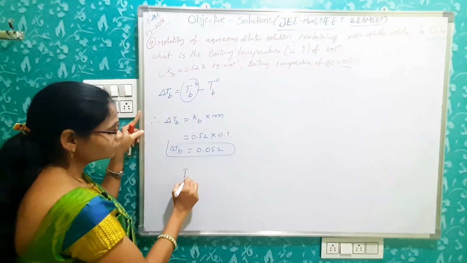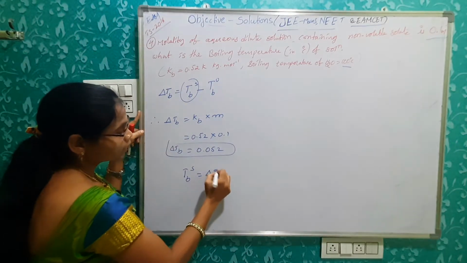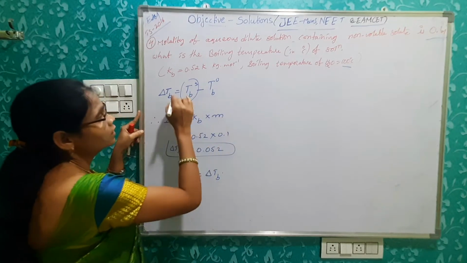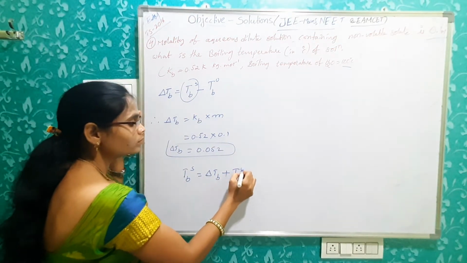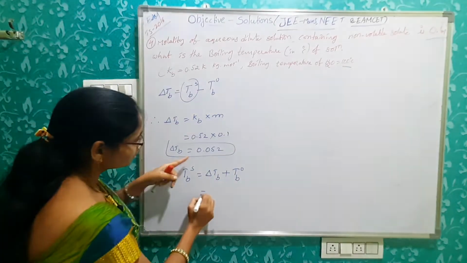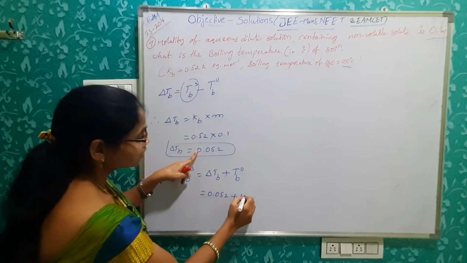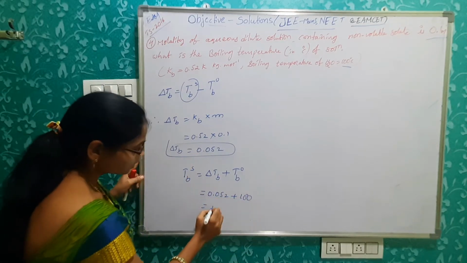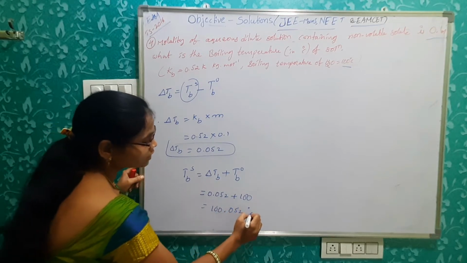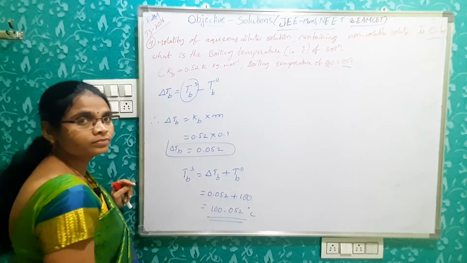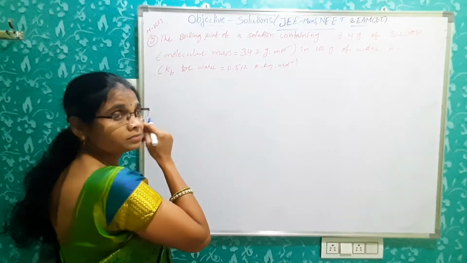Boiling point of solution is equal to elevation in boiling point delta Tb plus boiling point of water. So delta Tb is calculated as 0.052 plus 100. So how much? 100.052 degrees Celsius. Clear? Next, fifth problem, Medicine 2013.